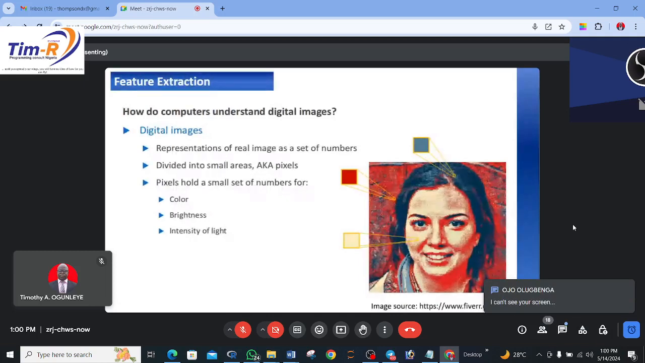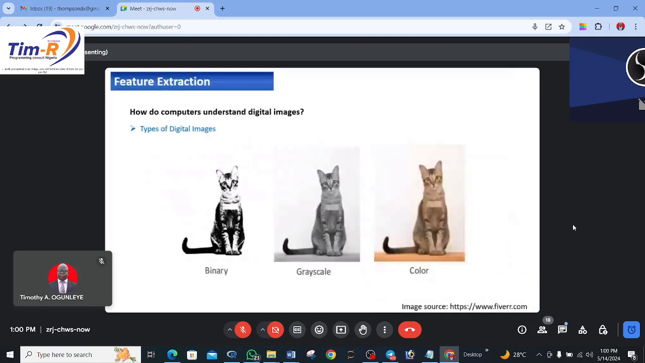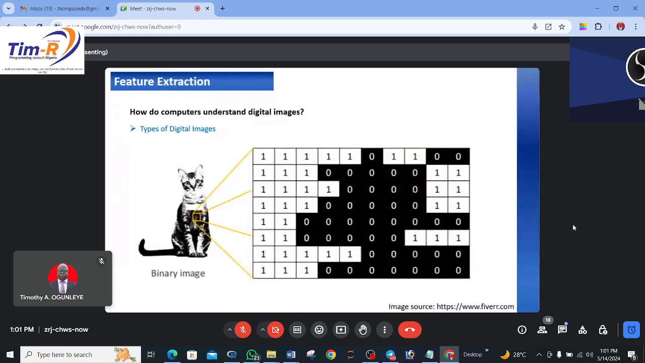So still on how the computers understand digital images. Now, there are types of digital images. We have three. We have the binary, we have the grayscale, and we have the color. So these are the types of digital images. And a computer can understand these three depending on the type of task we want to do. Now, we talked about binary, grayscale, and color. I want to talk about binary.